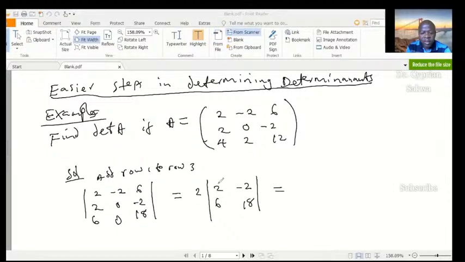Now I want to just factorize this column. 2 is common, so I take it out. When I take it out, I'll have the 2 that is already out times the 2 that I'm now taking out. I'm taking this 2 out, and that 2 goes into this 2. Let me just delete this bracket because I want it to be a determinant. So this 2 goes into these 2 ones, and it goes into this 6 3 times.